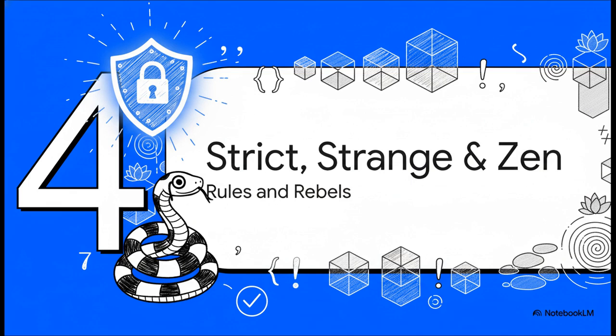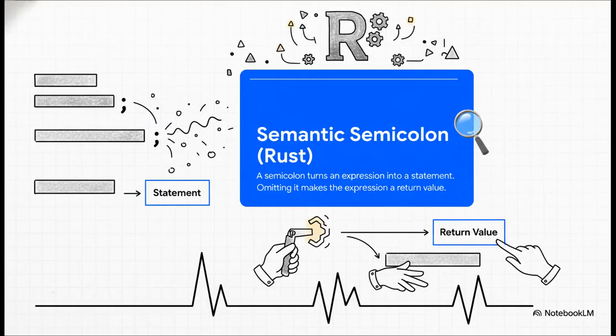Let's take a look at the languages that are much, much stricter about their rules. First up is Rust, which has this fascinatingly elegant take. In Rust, the semicolon isn't just punctuation, it's semantic. It actually has meaning. If you put a semicolon at the end of a line, you're creating a statement. But if you leave out the semicolon on the very last line of a function, that line becomes the function's return value. The presence or absence of that one little character fundamentally changes what your code is doing.